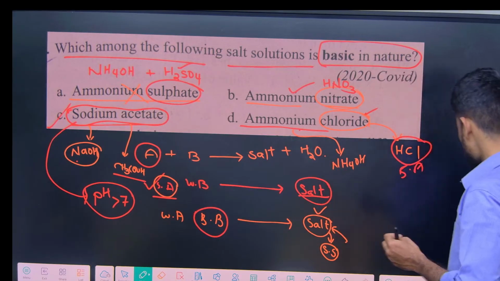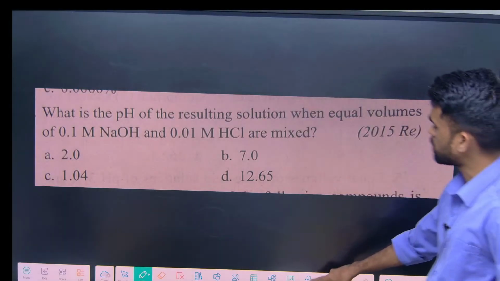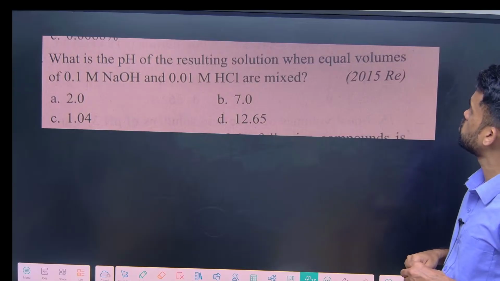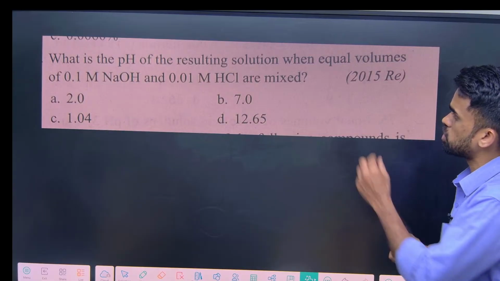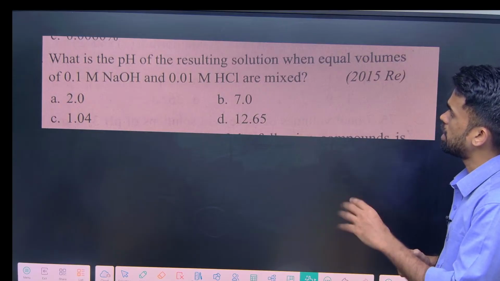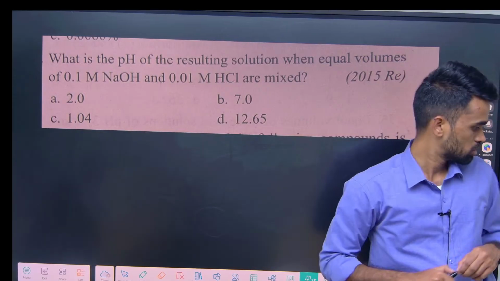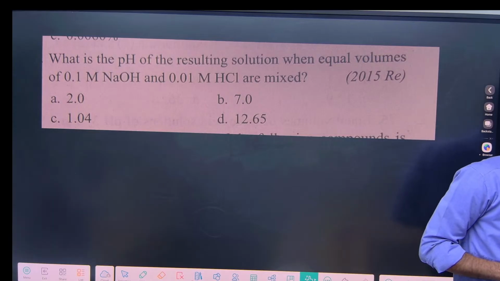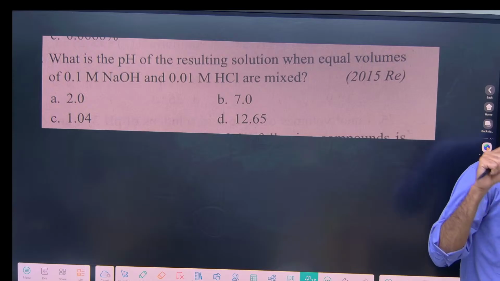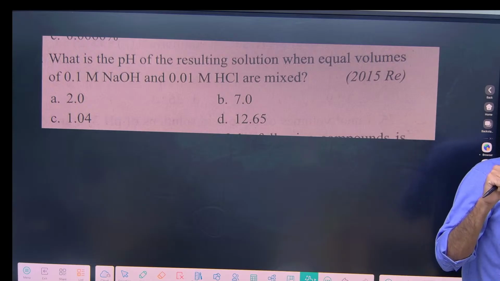Right. Next. Now tell me here. What is the pH of the resulting solution when equal volumes of 0.1 molar NaOH and 0.01 molar HCl are mixed? Those who are watching this live session, if you have any confusion, please mention it in the chat box. We will discuss once again. And if there is no confusion, please click on the like button so that I will confirm you are following the session.